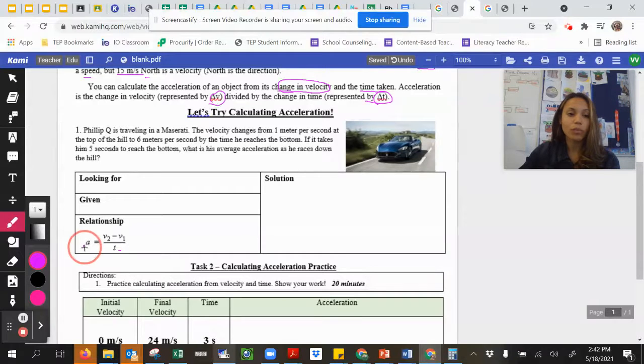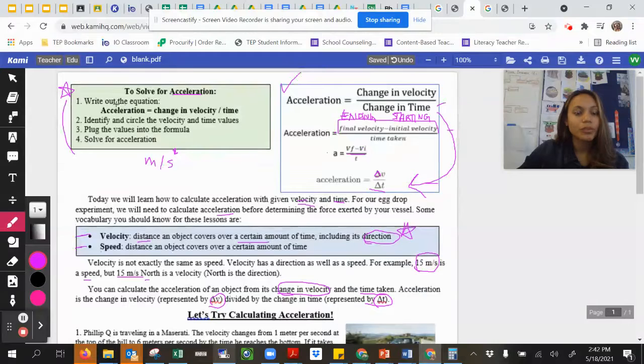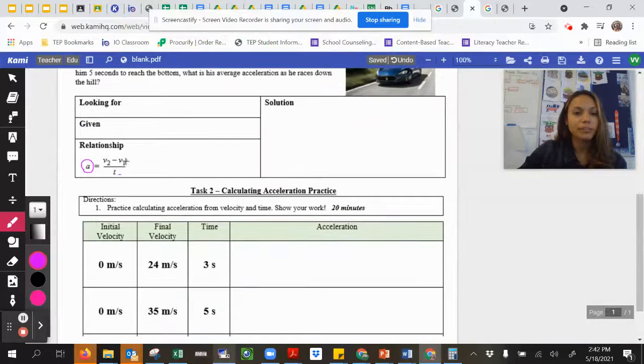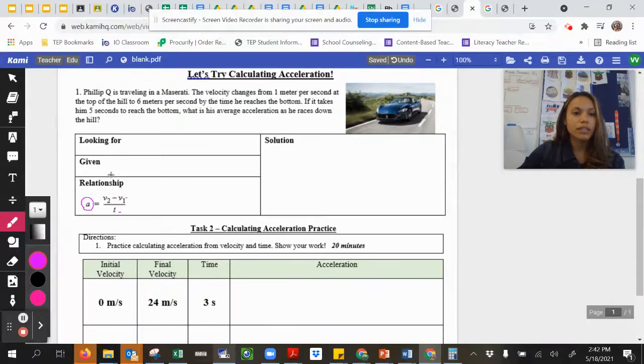So that's why we needed to break down time, because we are also going to break down acceleration for you and velocity for you. We'll break down velocity later on in these lessons. So what you need to do is write out the equation. Acceleration is change in velocity over change in time.